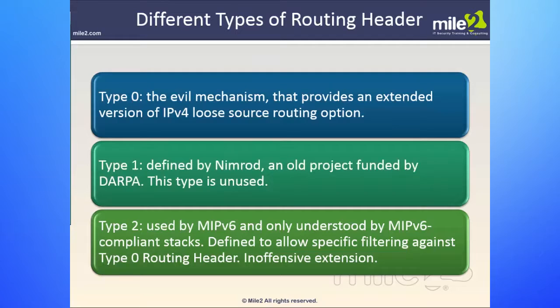So routing header type 0, also going to be referred to as RH0, is the evil mechanism. And again, some of these things too might be coming right into exam info, by the way, and so forth as well.